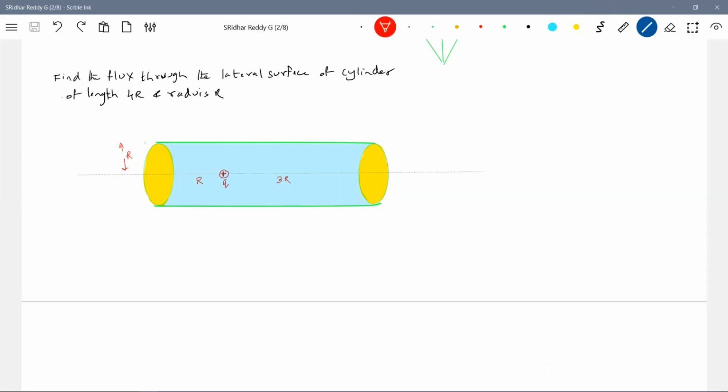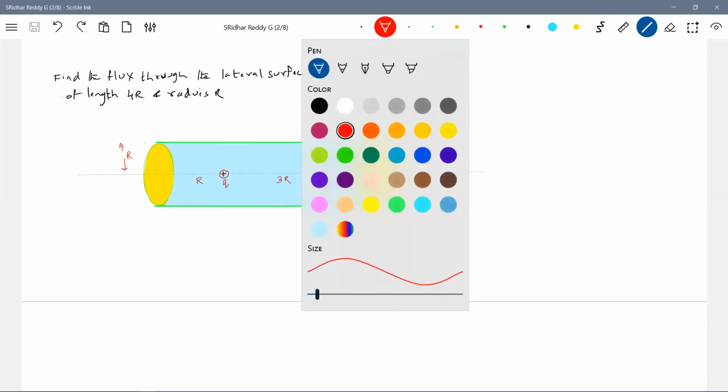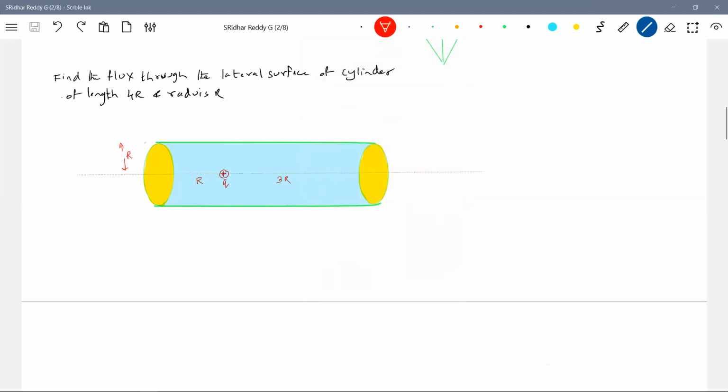Let me show the lines of force. So that at least in this problem, I am able to show it. I say, in fact, it is a very good problem to really understand what you mean by flux and what is the importance of this. The red color lines are the lines of force.